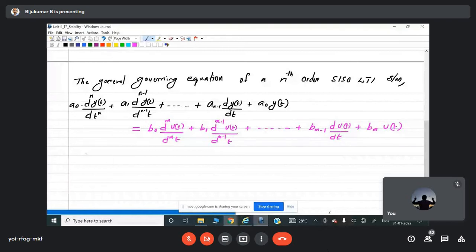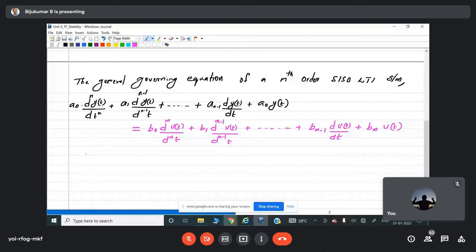So if we apply the Laplace transform on this equation, what do we get? Taking the Laplace transform on both sides and applying zero initial conditions, and then only we will get the transfer function.